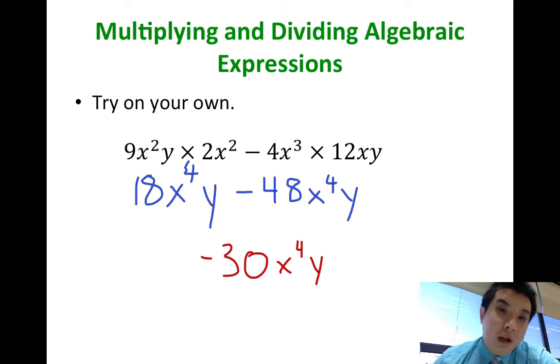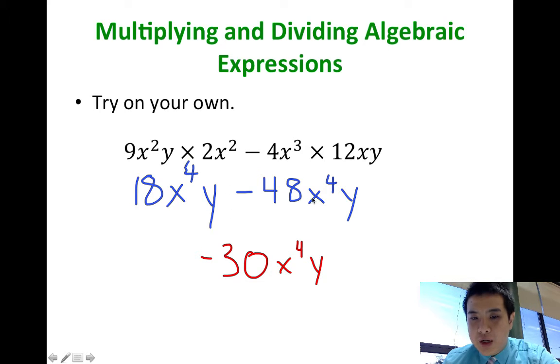So when you multiply the two parts together in the first term, you should get 18x to the fourth y. Over on this side, you should get 48x to the fourth y. You should also notice that these two are like terms. They both have x to the fourth y as their variable part. So we can subtract the two terms from each other. 18 minus 48 gets us negative 30. So we have negative 30x to the fourth y as our answer.